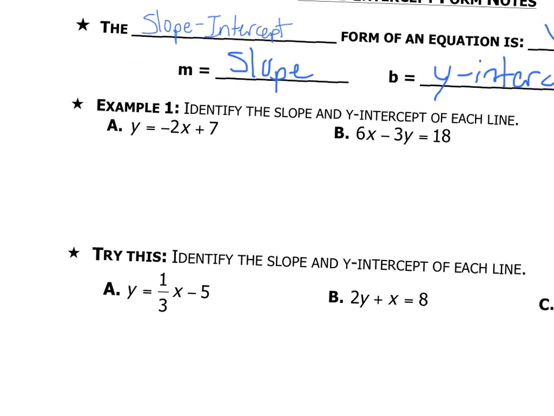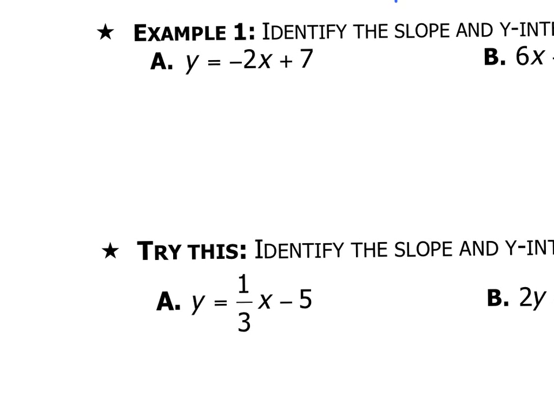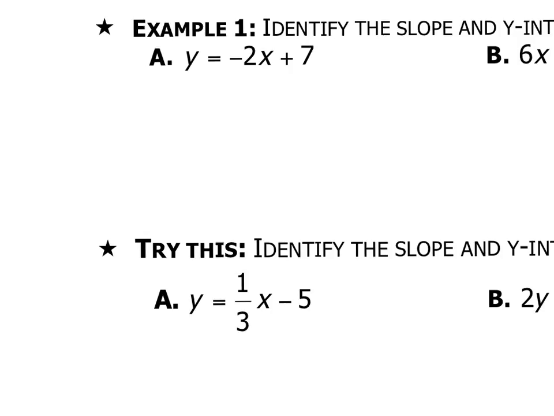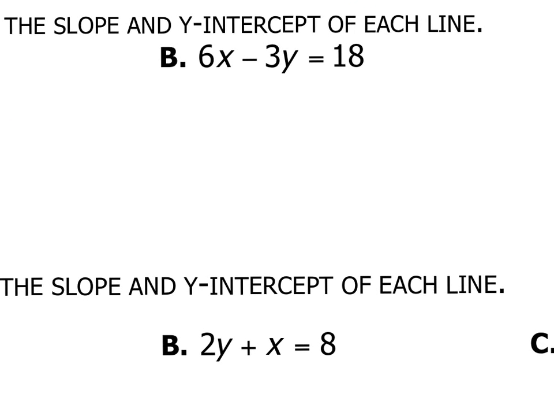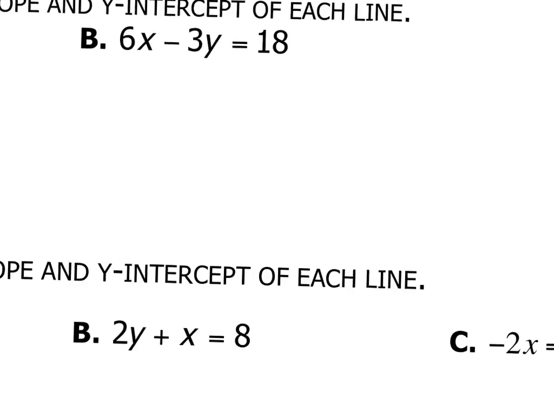So let's do example 1. Now example 1 is already in the correct format. It's in the y equals mx plus b form. So when identifying the slope and intercept, you don't need to do anything. You just literally rewrite those. So the slope is going to be -2, and the y-intercept is going to be 7. Okay, that's simple.